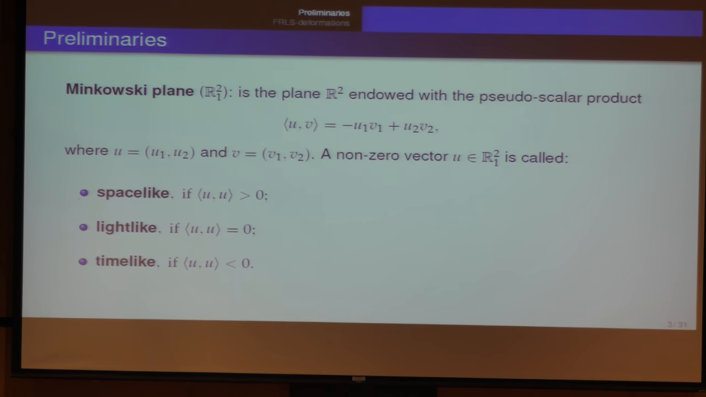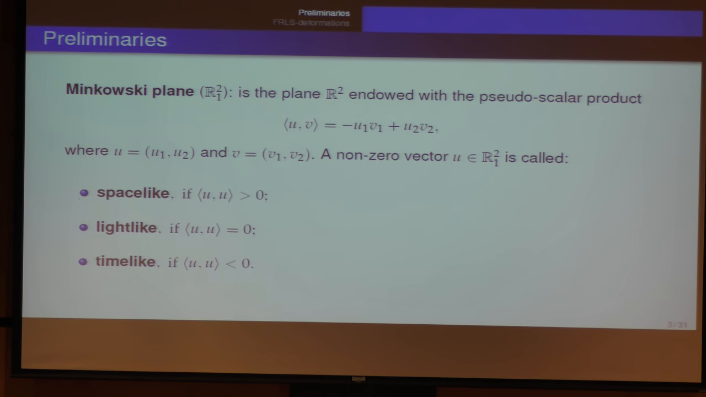Let us see. The Minkowski plane. What is the Minkowski plane? The Minkowski plane is denoted by R^2_1, the plane endowed with the pseudo-scalar product given by this expression. Okay? Here, any non-zero vector has three possible types. If the product of this vector with itself is positive, we call it a space-like vector. If the product is zero, we call it a light-like vector. And if it is negative, a time-like vector.